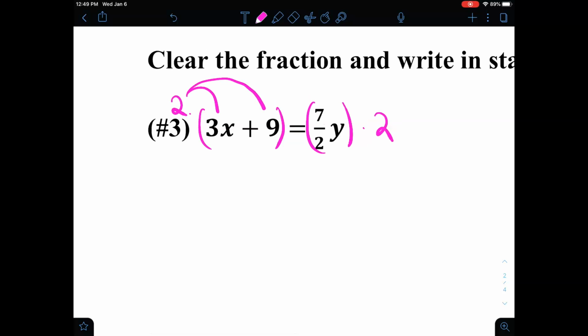So 2 times 3x is 6x. 2 times 9 is 18. And then the 2's are going to cancel over here. That's why we do this. Now we have just 7y. We have a nice whole number to work with.